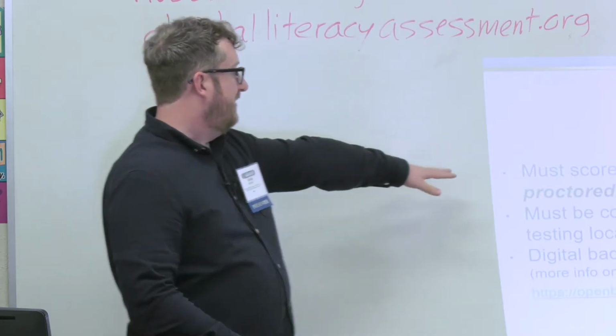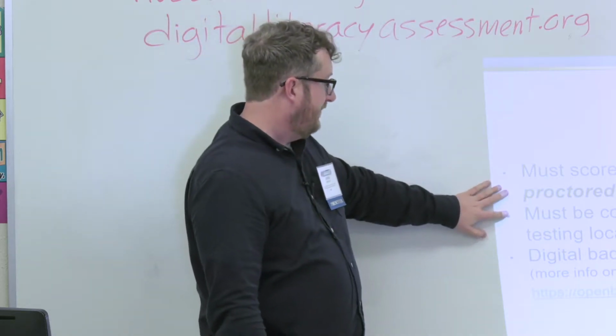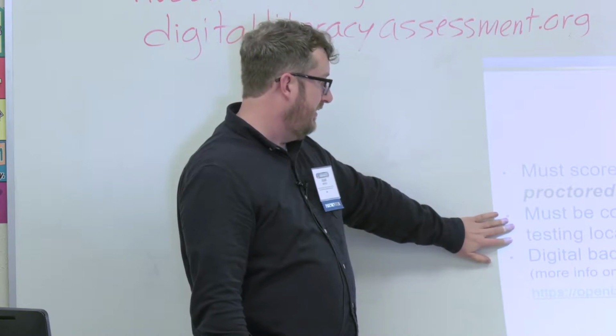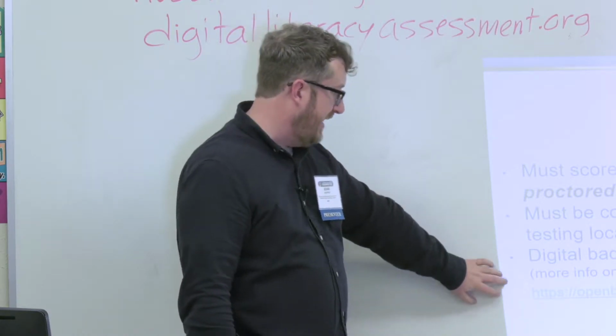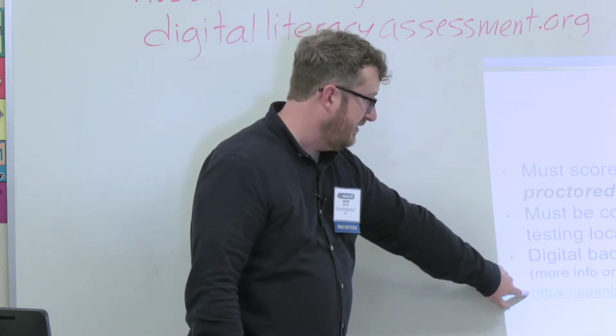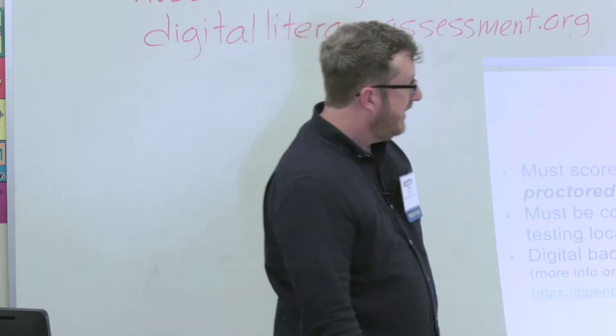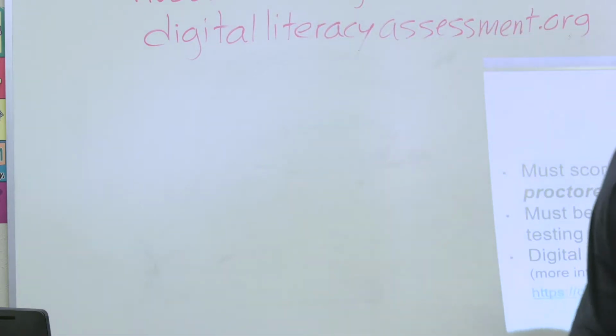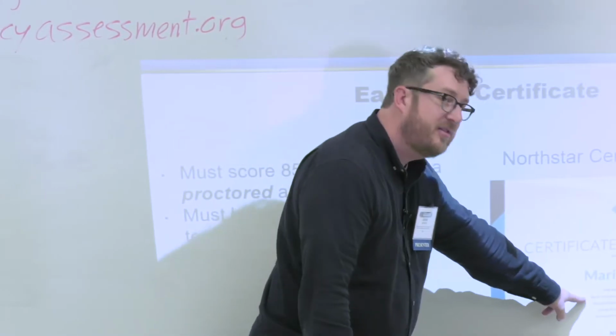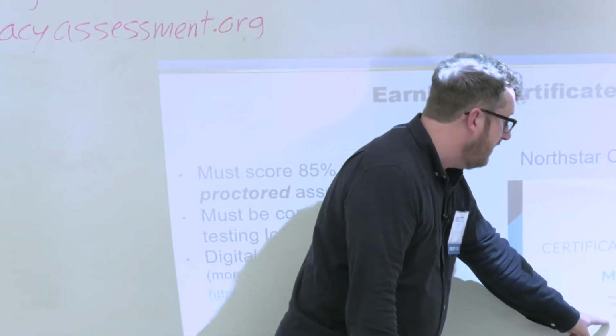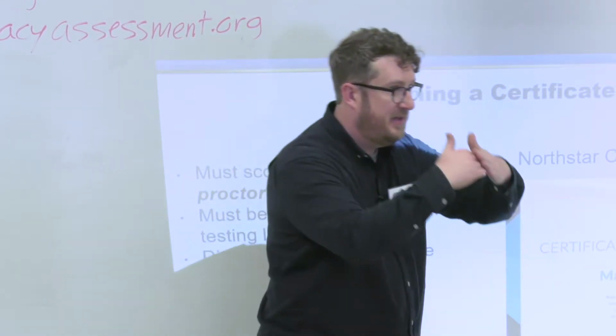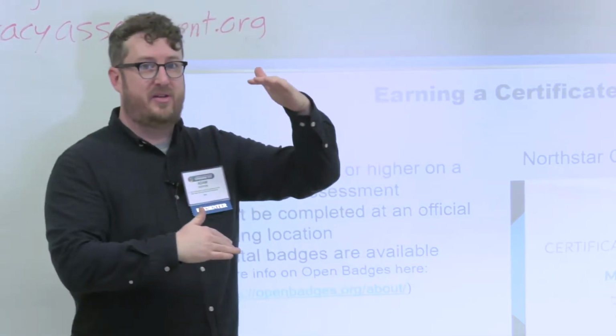So again, you've got to pass 85 on a proctored assessment. It must be completed at an official testing location. And then the badges, you can learn more about open badges here. This is what a certificate looks like. You can have one if you pass one of the assessments, and it's listed here. You can also print out a certificate that lists whether they passed multiple assessments or not.